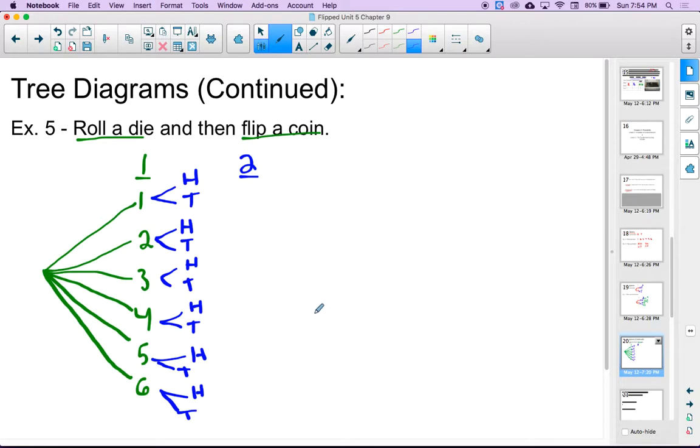We could use our tree diagram to make our list of all the possible outcomes in the sample space. 1H, 1T, 2H, 2T, 3H, 3T, 4H, 4T, 5H, 5T, 6H, 6T.